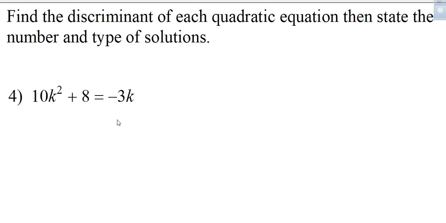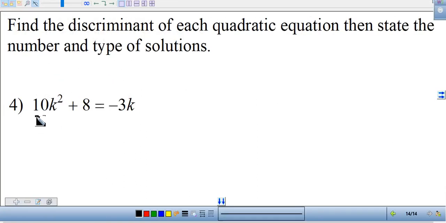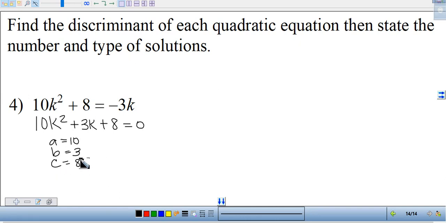All right, the fourth and final type of problem is going to begin the same way. We've got to get everything on the same side: 10k squared. We're going to bring this negative 3k over to the left as a positive 3k, and then write down my positive 8 equal to 0. My A is 10, my B is 3, and my C is 8.